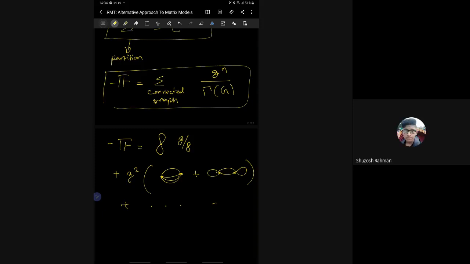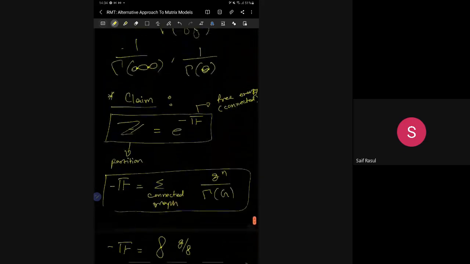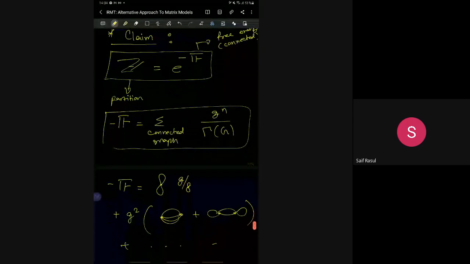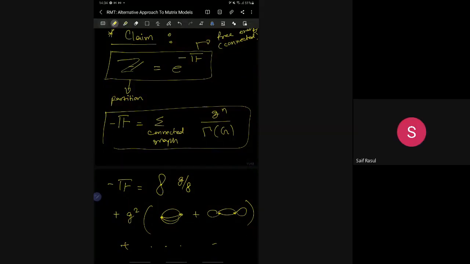Okay, let me get something straight. Z is the function of all of the types of graphs, including the disconnected ones, everything. And then F is a subset of that. But if you take e to the power minus F, then you get all of them. Yes, that's what I'm claiming. Can someone tell me intuitively why this should be the case?